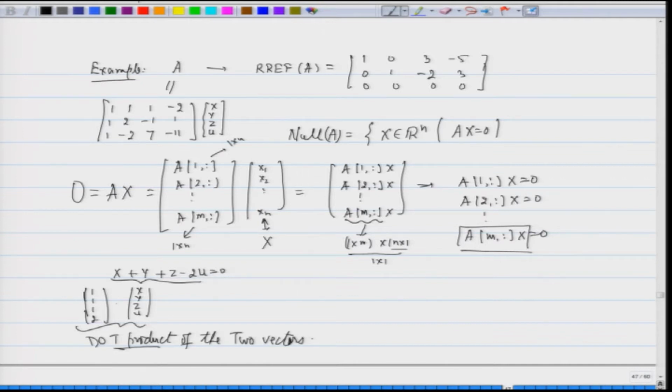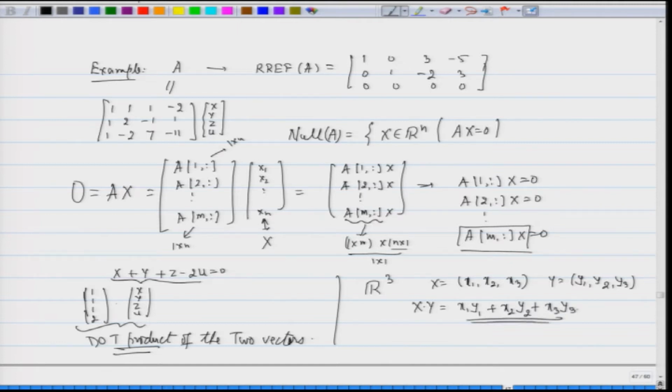So, we are looking at the dot product of two vectors. Recall that in R3, if you have vector x which is x1, x2, x3, and y which is y1, y2, y3, then the dot product of x and y was x1 y1 plus x2 y2 plus x3 y3. All right. That was the dot product.